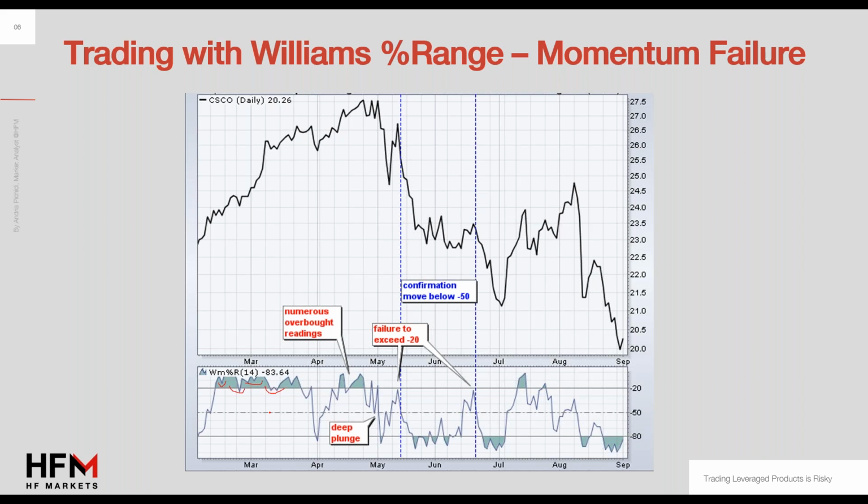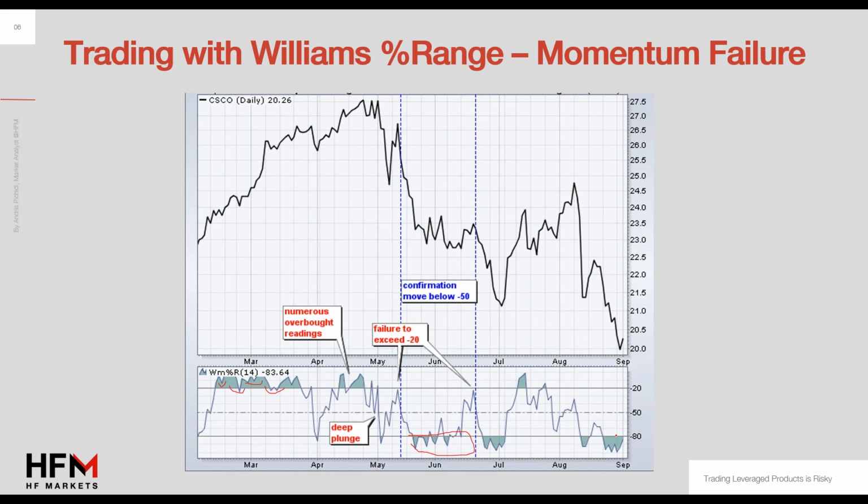It means that the momentum remains, there is still a bullish momentum. And the same stands for the flip side: a failure to exit the oversold condition, as you can see in this example over here, indicates that there is a deep plunge, there is still strong selling pressure, even though the asset has been oversold.